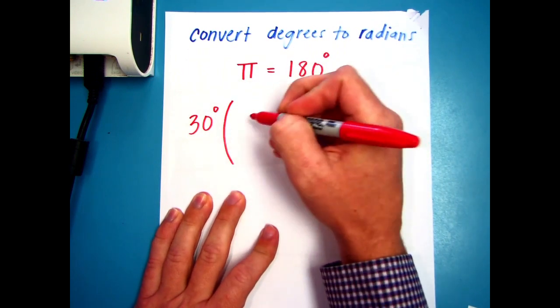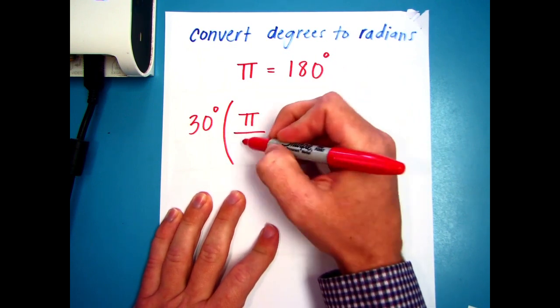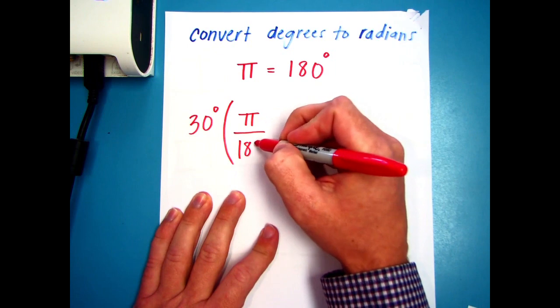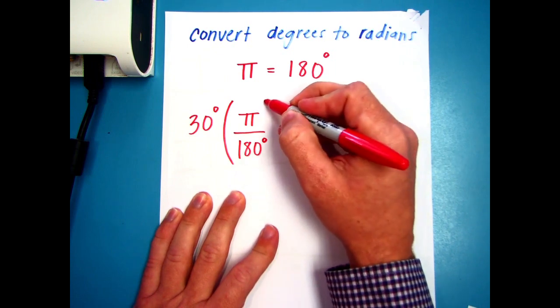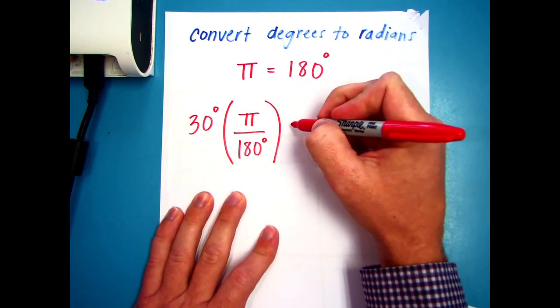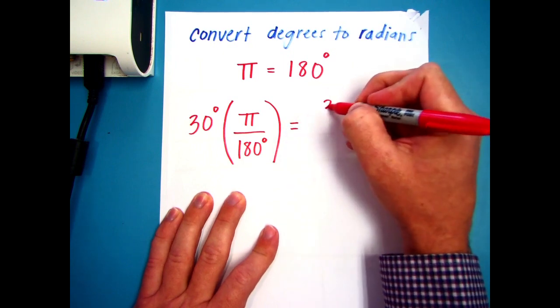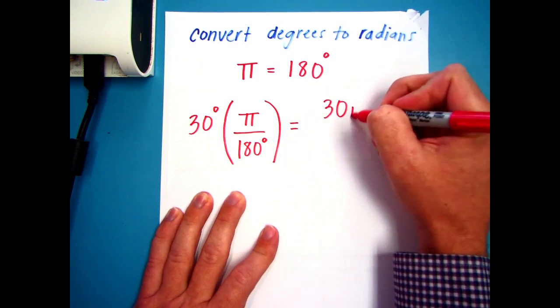Let's start with converting 30 degrees to radians. We're going to multiply 30 by pi over 180. If you think about the fraction pi over 180, well, if pi equals 180, that fraction equals 1. So we're not changing the value of 30.